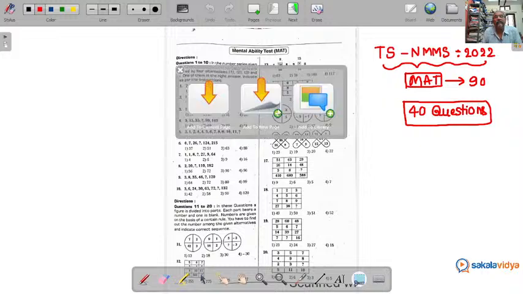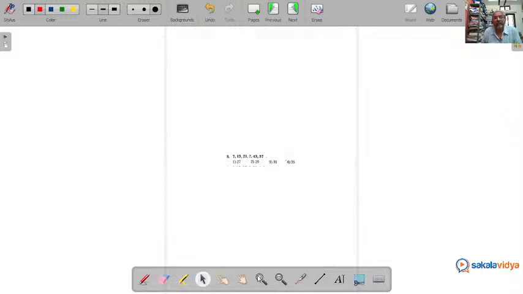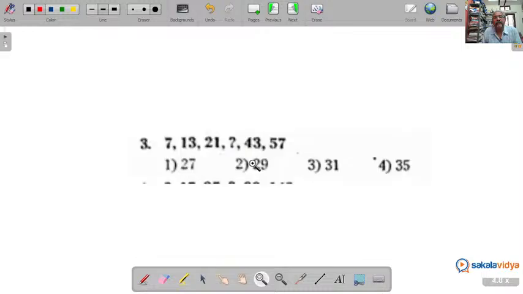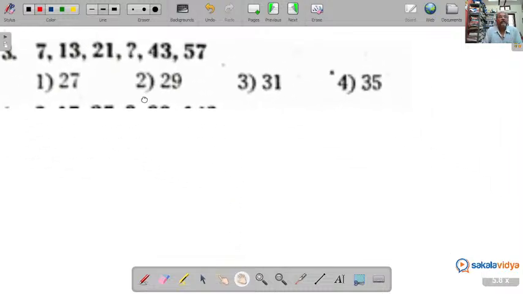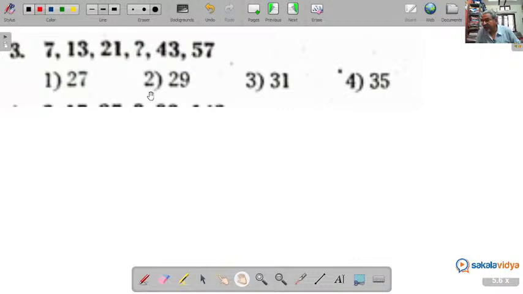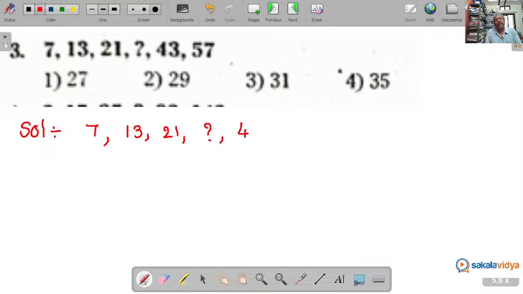So third question, this is the third question, right. See the pattern here. Look at the question very carefully. So what is given actually here? Given series is 7, 13, 21 and question mark, 43 and 57.